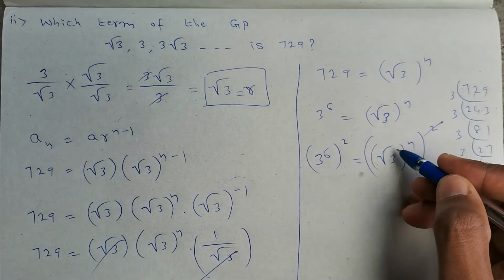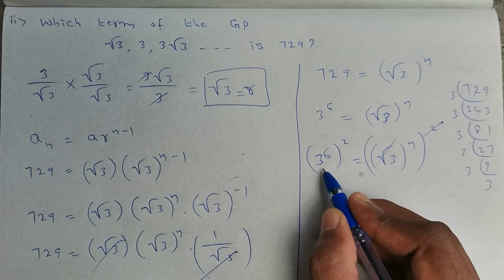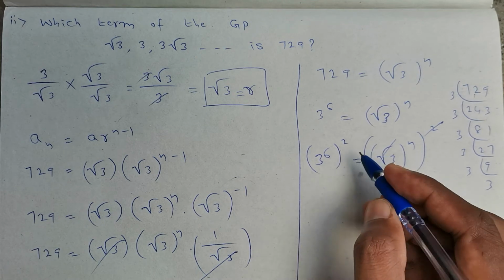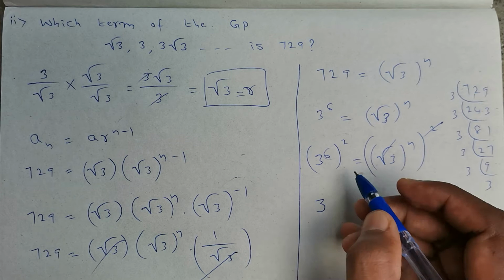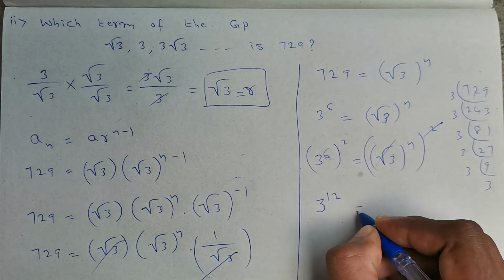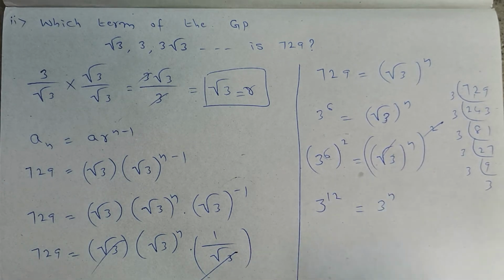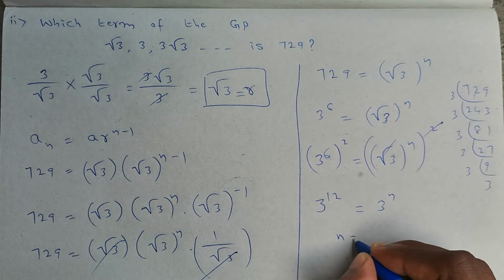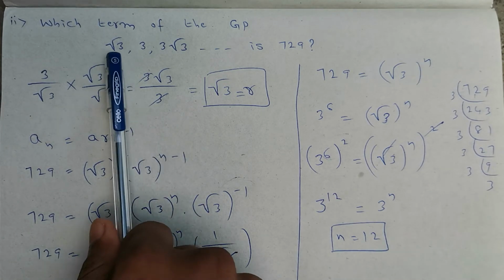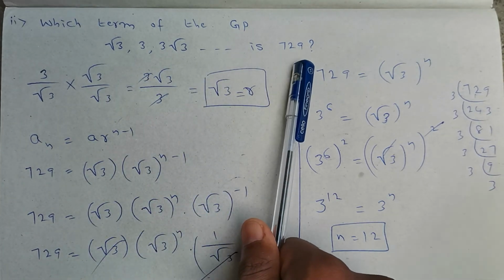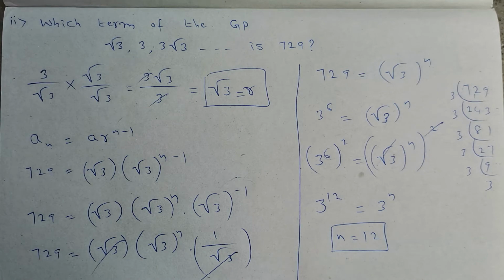So here the square root will get cancelled. This is 3 power 6 whole power 2. 2 powers are there, multiply those 2 powers. 3 power 6 2s are 12 is equal to 3 power n. Here the bases are equal, so the powers are also equal. n is equal to 12. So the 12th term of the given GP is 729.